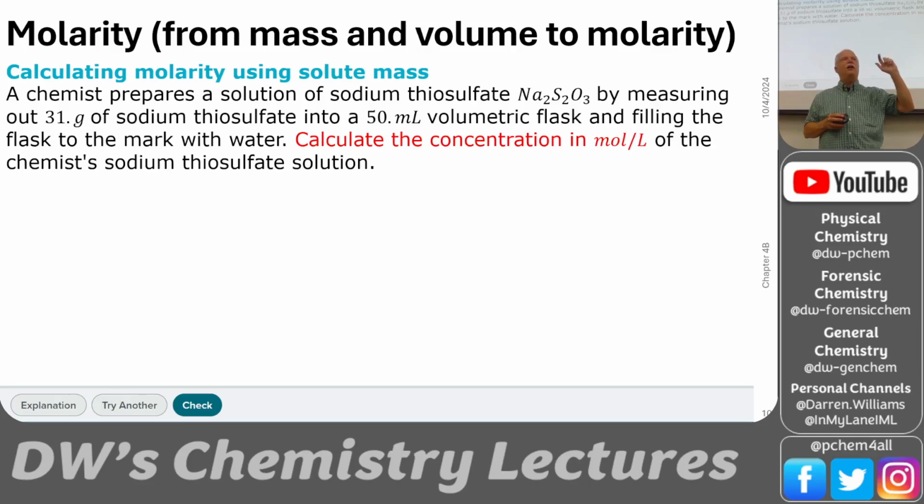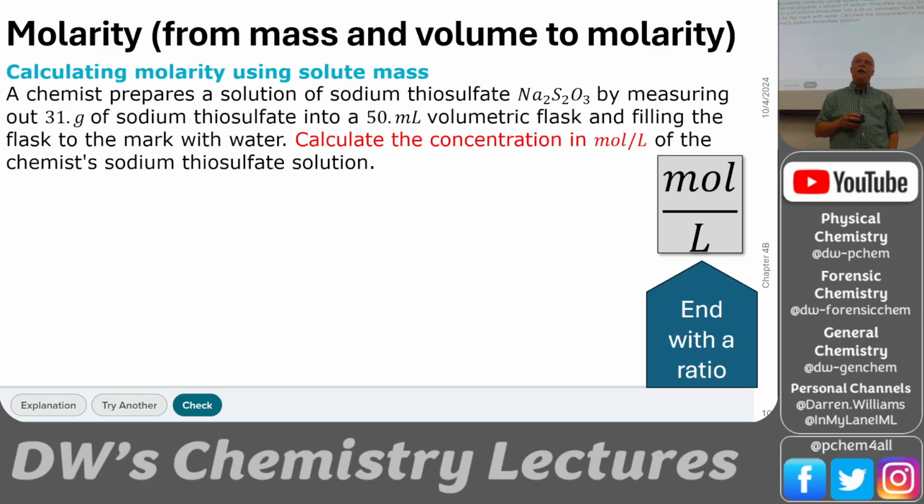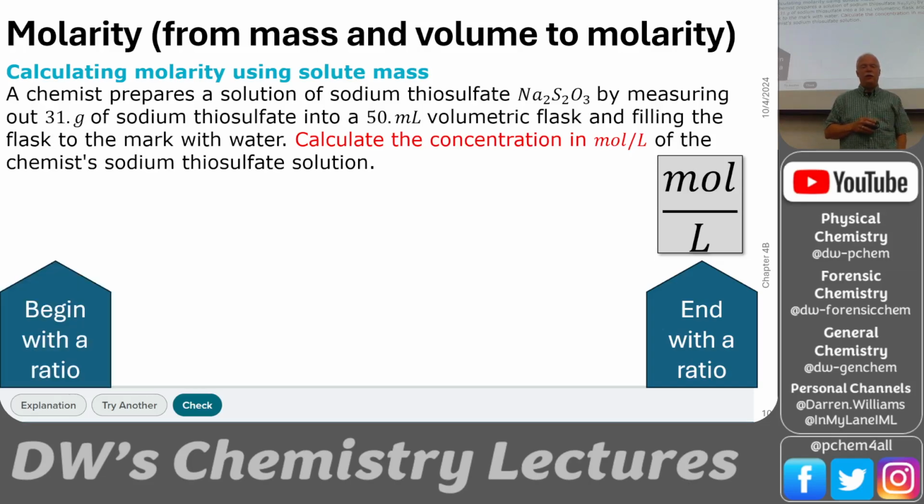You always want to start with the end in mind. It's just like if you're a ship, you're going to find a compass point, and that's where you're going to head. So the compass point here is moles per liter. That's what the calculation is asking for, the red. So calculate the concentration in moles per liter. So this is where we're going to end up with a ratio. So if you're going to end with a ratio, you want to begin with a ratio.